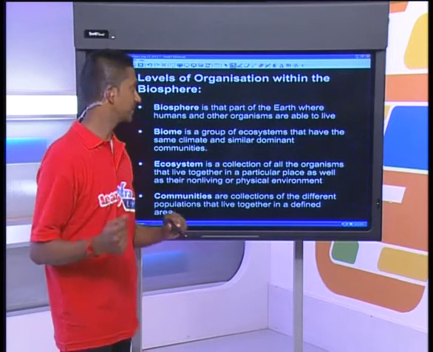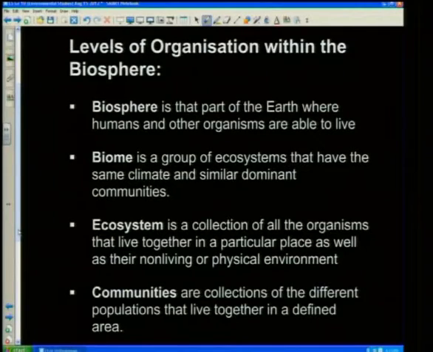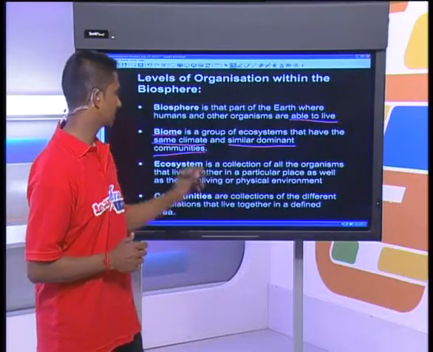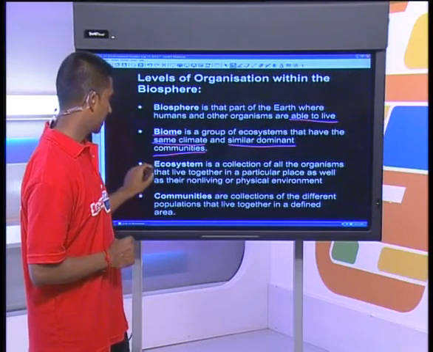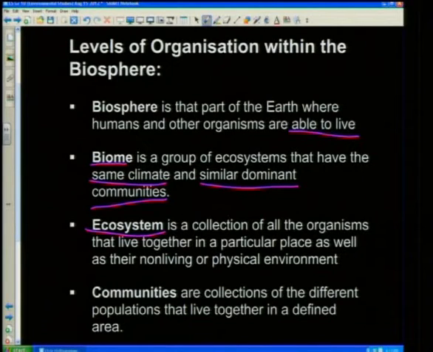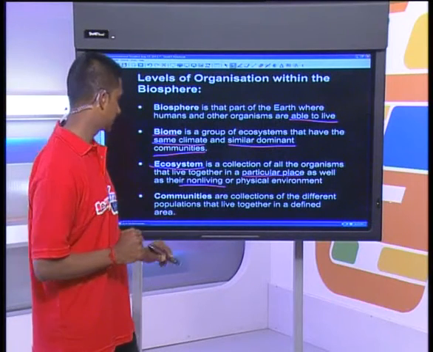Okay. Let's look at the biosphere. The biosphere is that part of the earth where humans and other organisms are able to live. Okay. We said that a biome is a group of ecosystems that have a similar climate with a similar dominant community. So it is made up of several communities that form that biome. An ecosystem is then a collection of organisms that live together in a particular place, as well as their non-living or physical environment. So it's the interaction between the organisms and their environment.